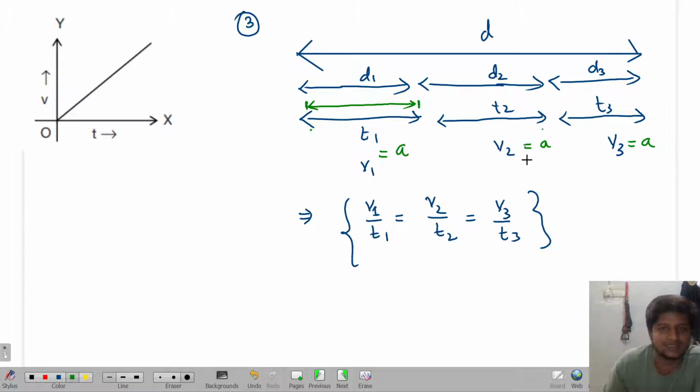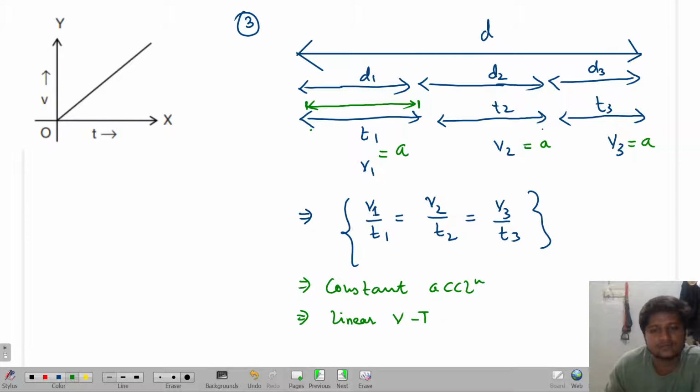Means we get a condition for which kind of acceleration? Constant acceleration. Now, constant acceleration means what? That the ratio of velocity with respect to time will be always constant. If it is a constant acceleration, then remember, what kind of VT curve will I get? I will get a linear VT curve. I'll get a linear velocity time curve.